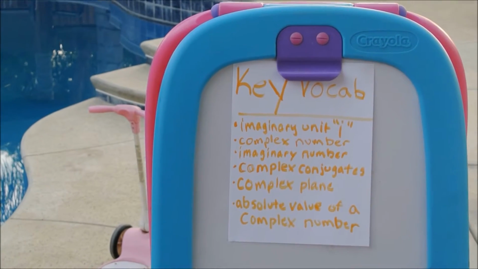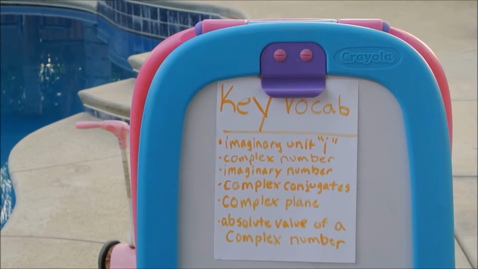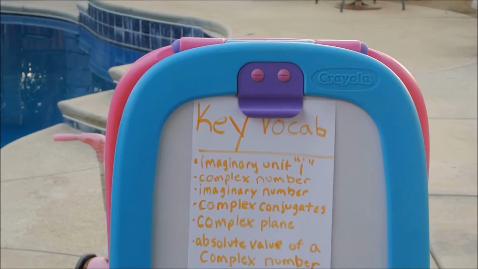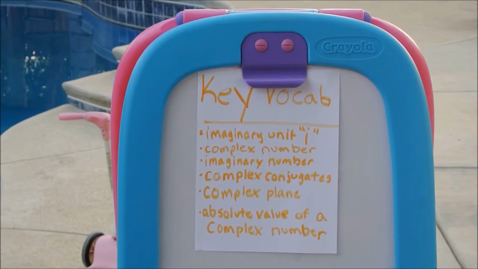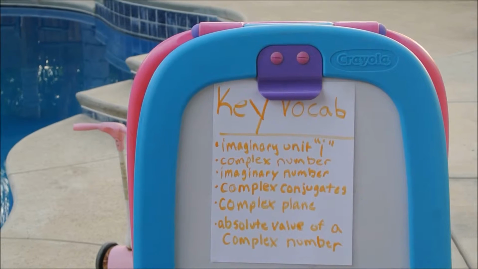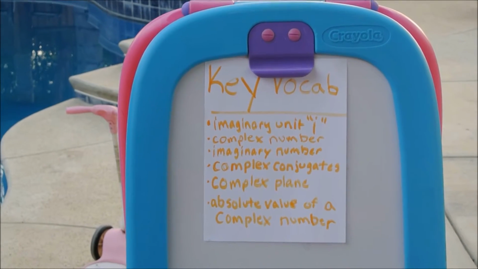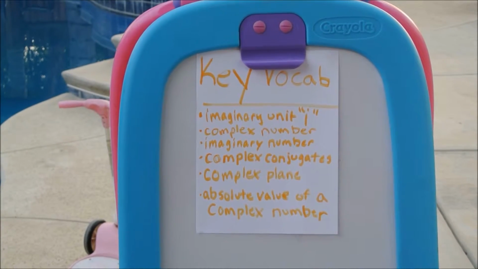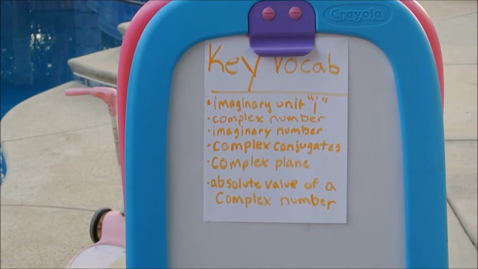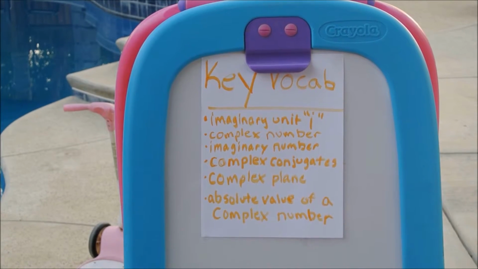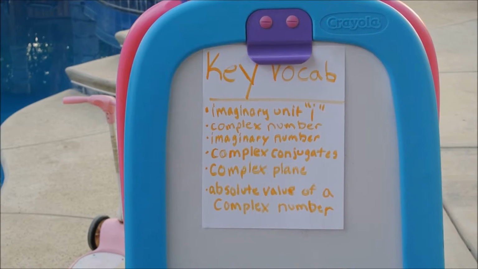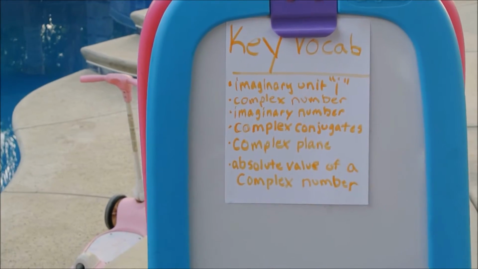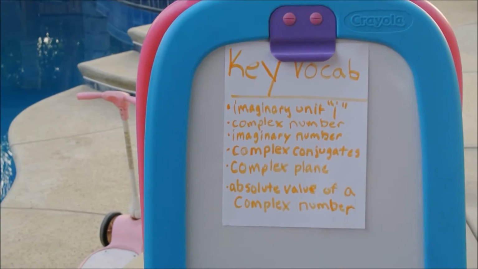Number 5. Complex plane. Just as every real number corresponds to a point on the real number line, every complex number corresponds to a point in the complex plane. Number 6. Absolute value of a complex number. The absolute value of a complex number z equals a plus bi, denoted absolute value of z, is a non-negative real number defined as the square root of a squared plus b squared.